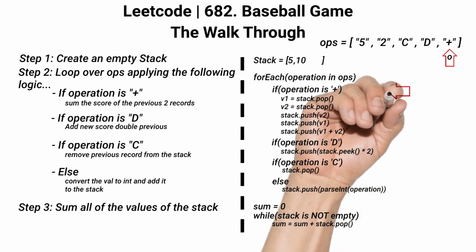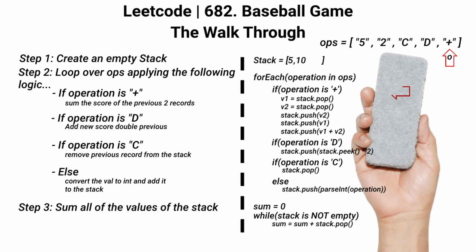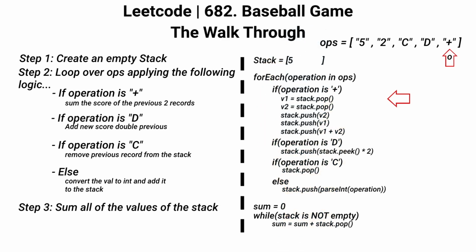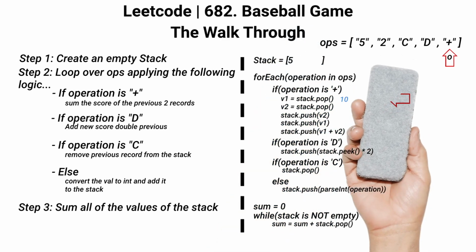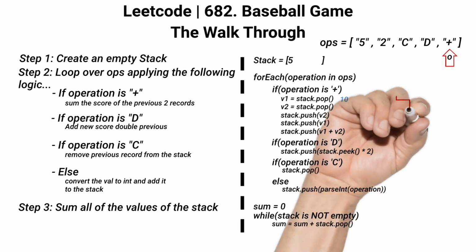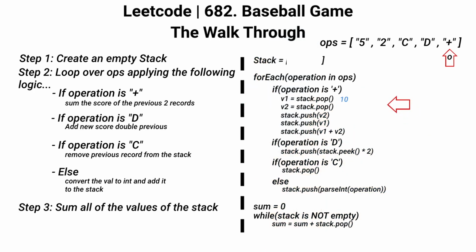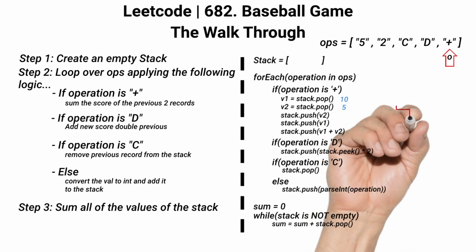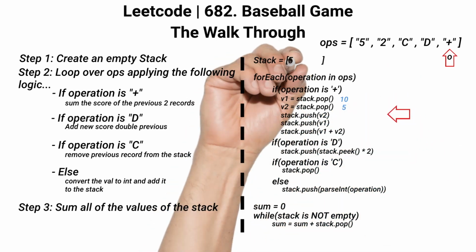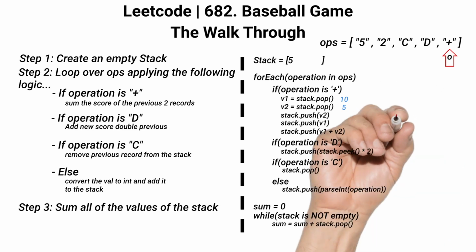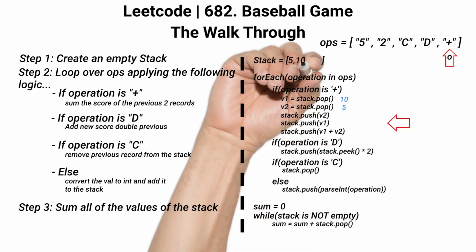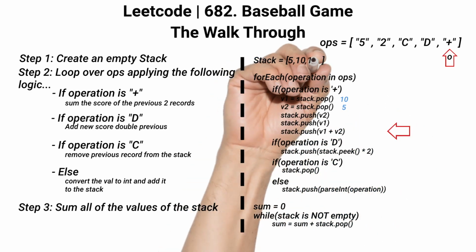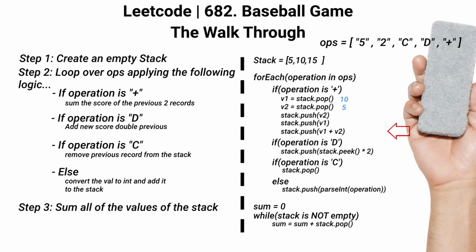Now the final operation, which is a plus, so we want to go into here, so we pop the stack and we'll store 10 against V1. We then pop the stack again and we'll store the 5 against V2. Then we want to push V2, which is 5, back onto the stack. We'll do the same with V1, so push 10 back onto the stack. And then we want to push 5 plus 10 back onto the stack, so we push 15 onto the stack.